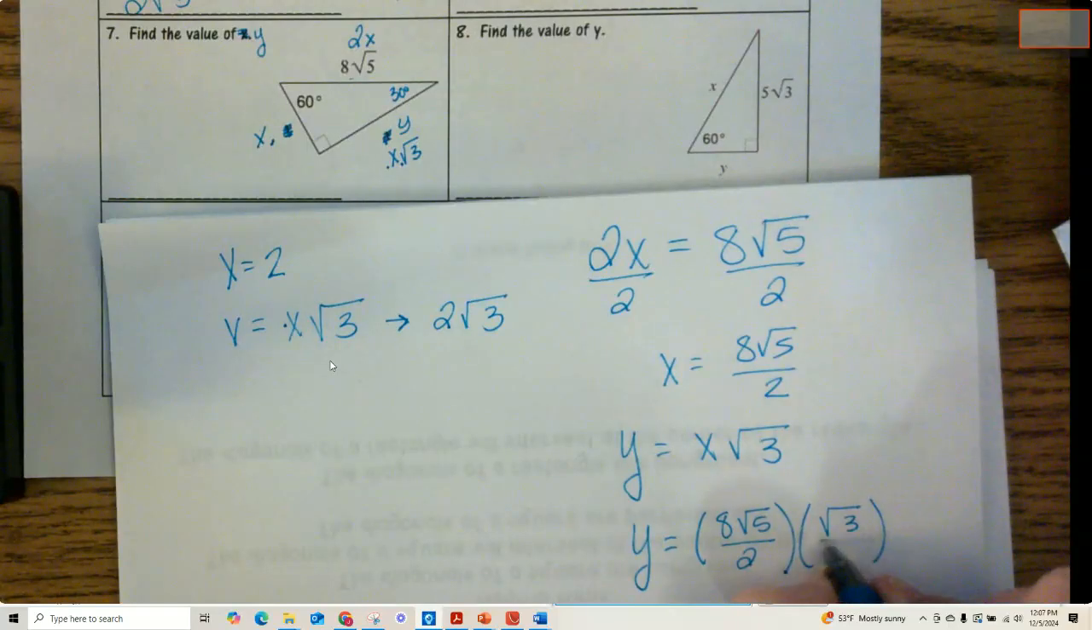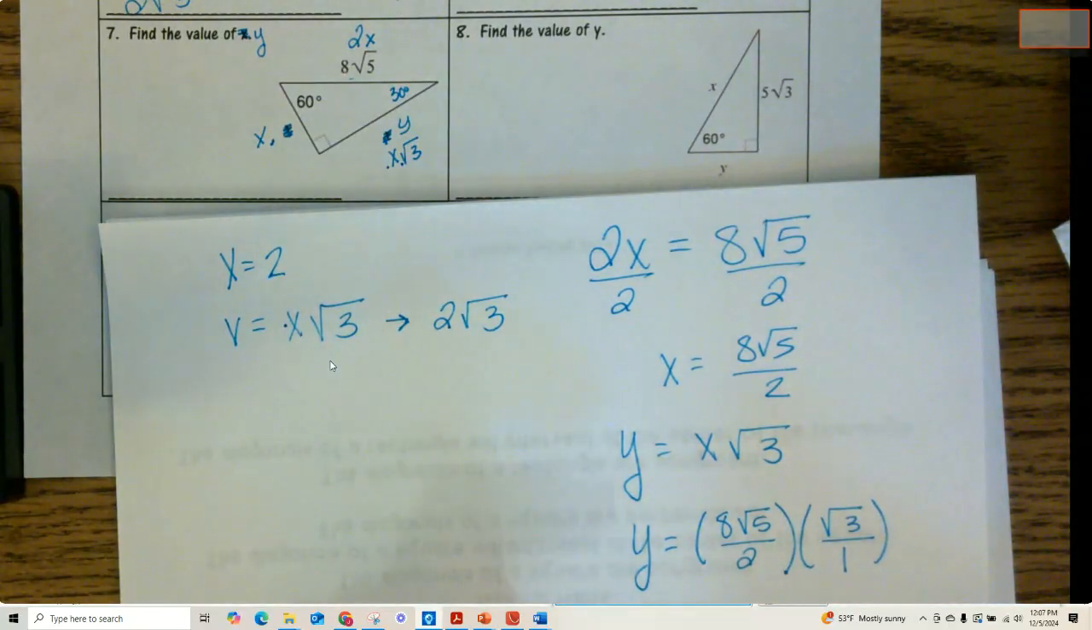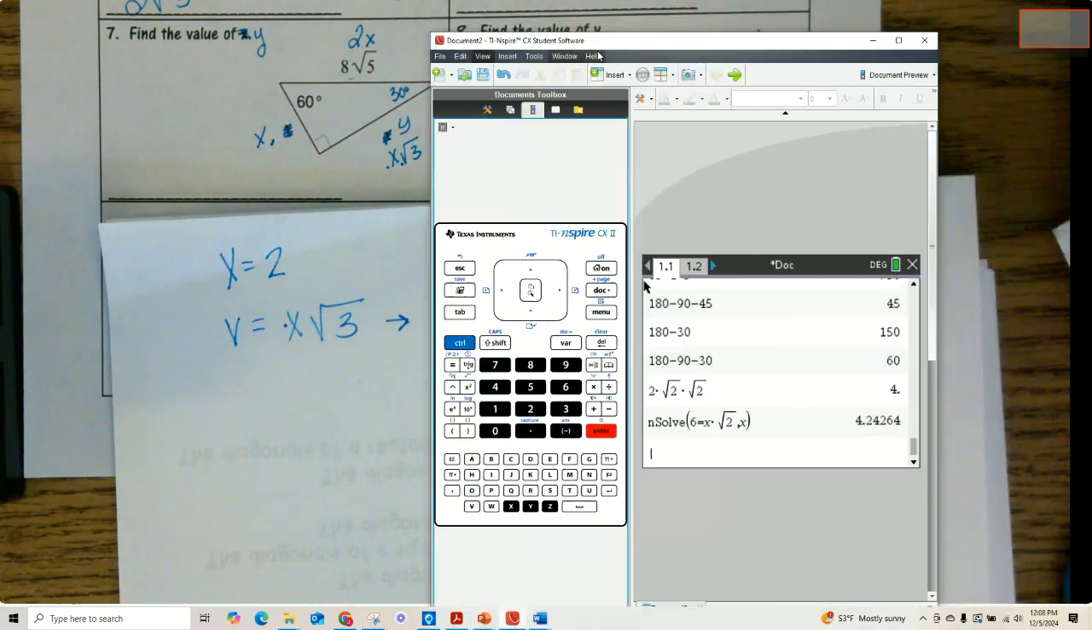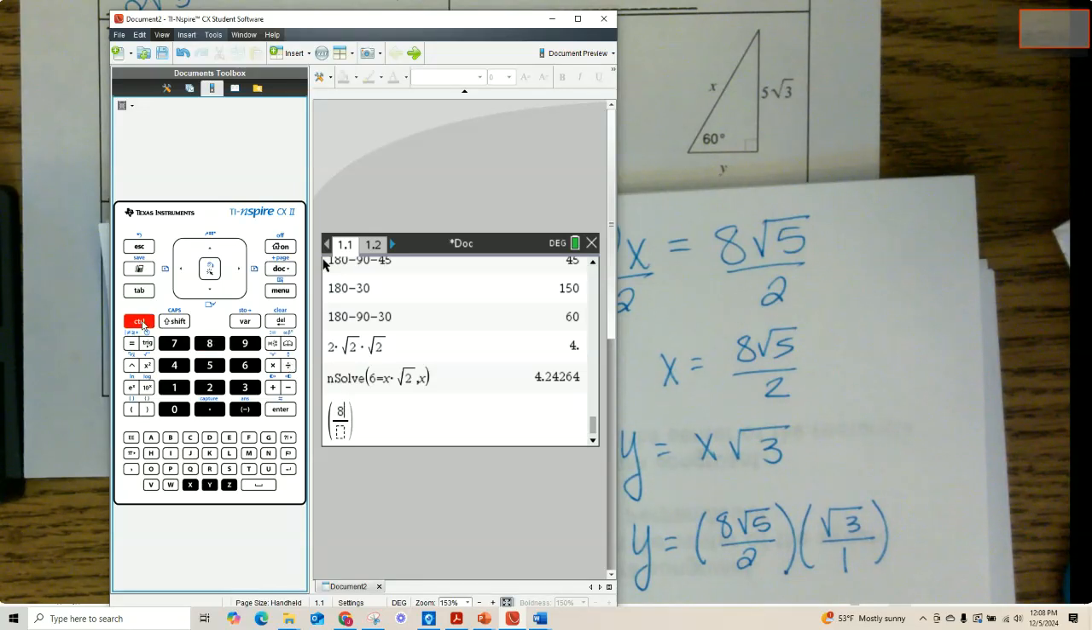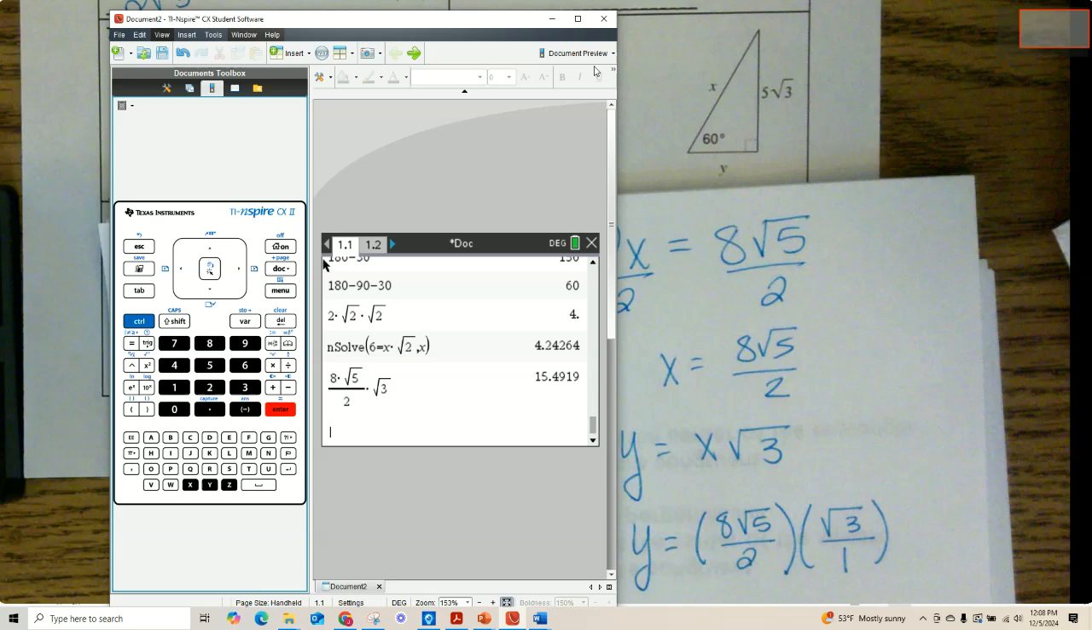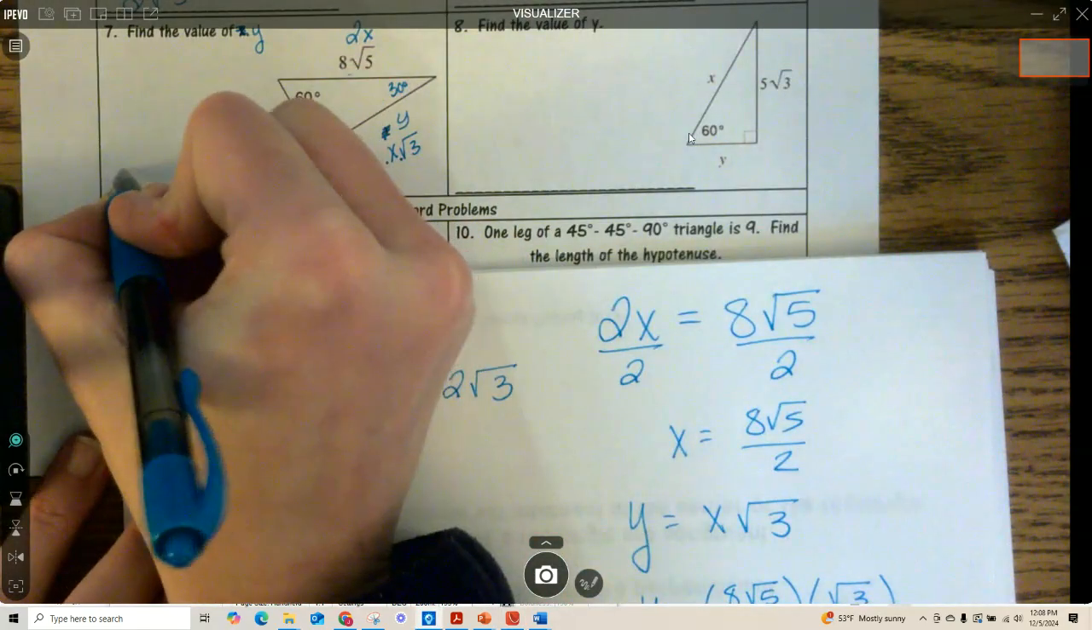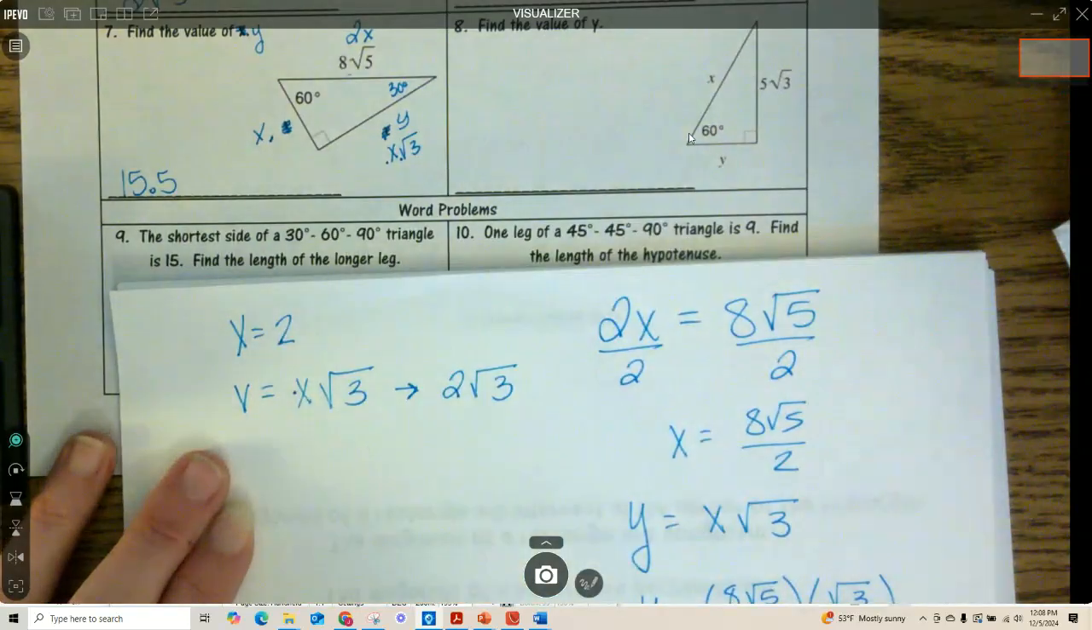Any number can be made into a fraction. You just put it over 1, right? I don't even need to do that because, on the quiz and for the sake of this class, you can just multiply it. You can give me the decimal equivalent. So 8 times the square root of 5 over 2, and we can just multiply that by the square root of 3. Get the decimal, would round to what, 15.5? I'm cool with that answer. 15.5. I'll put that back up there.